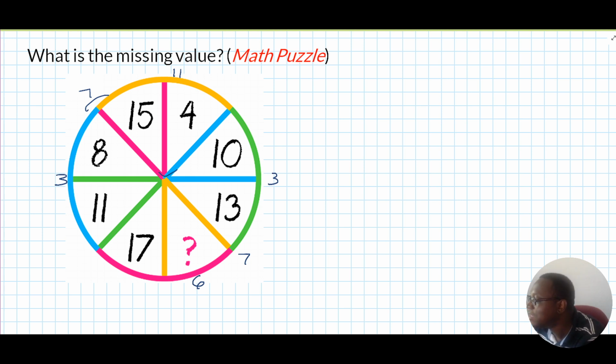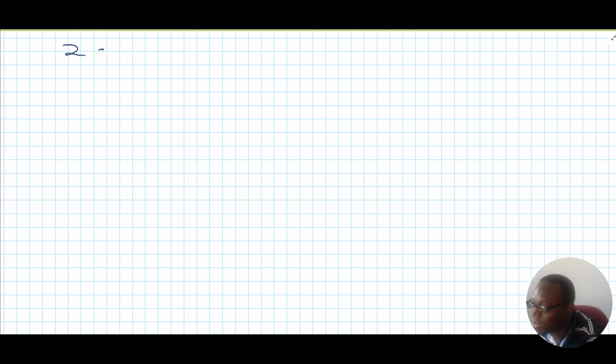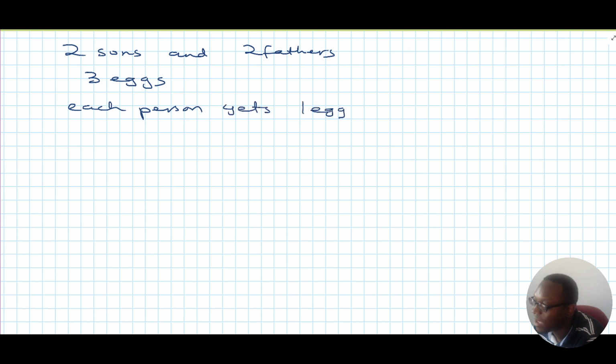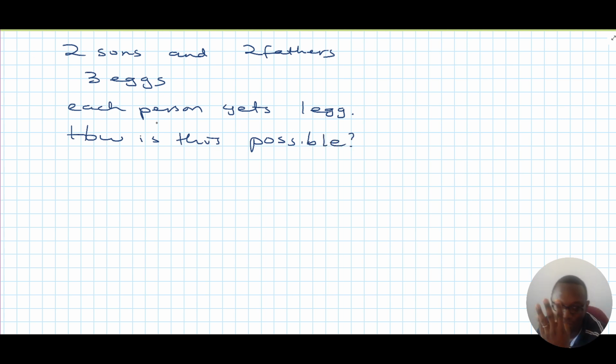So I have one that I want to try with you all in our last few minutes together. I have a situation where there are 2 sons and 2 fathers. All of them share 3 eggs, and each person gets 1 egg. How is this possible? So I have 2 sons and 2 fathers, and I have 3 eggs. Each person gets an egg. How can this be possible?